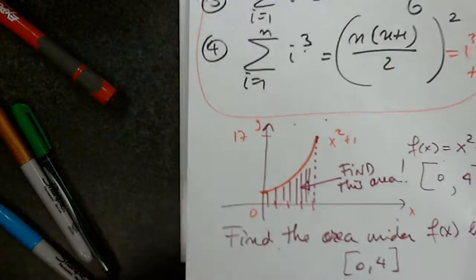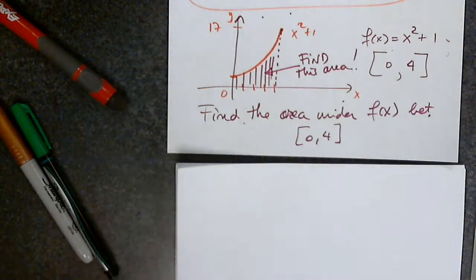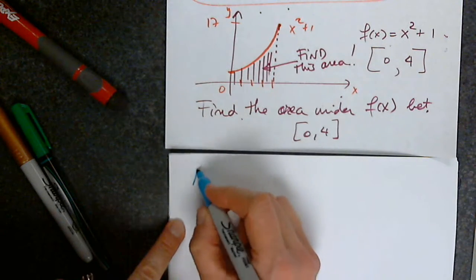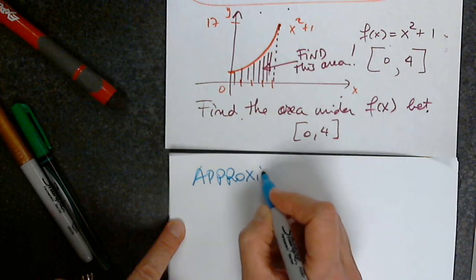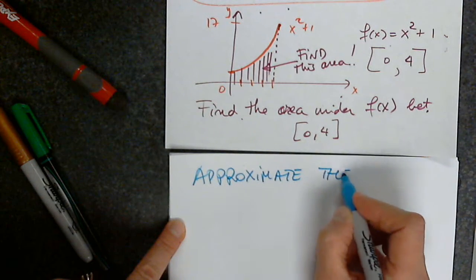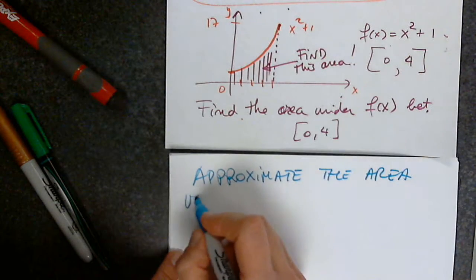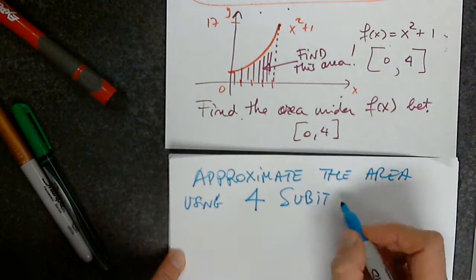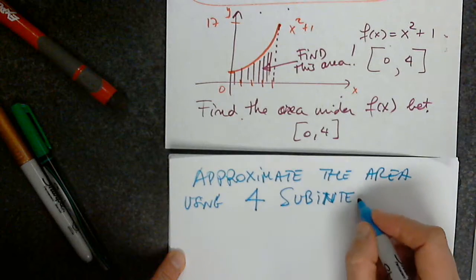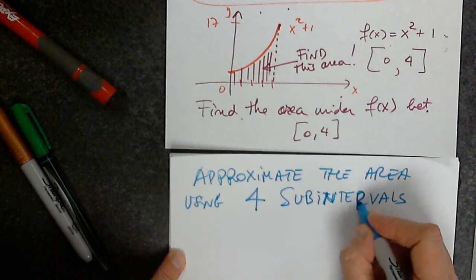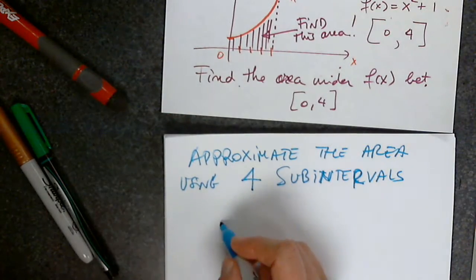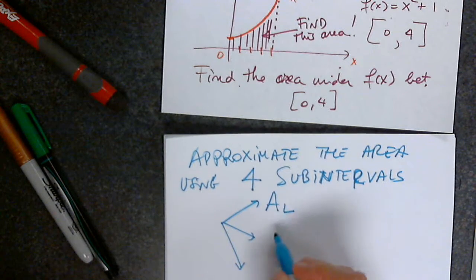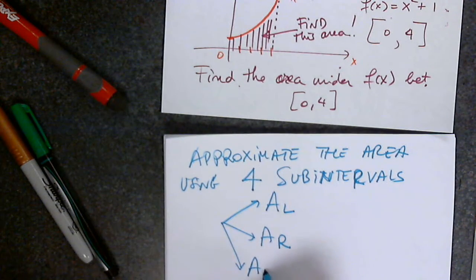Okay. I don't know how to determine this area yet. So I'm going to approximate it. The area using 4 subintervals in three different ways. Area left, area right, and area mid.